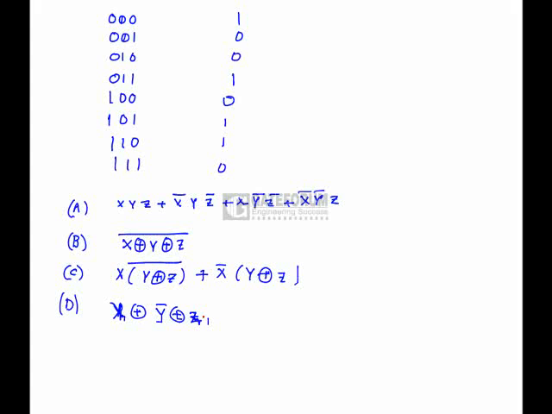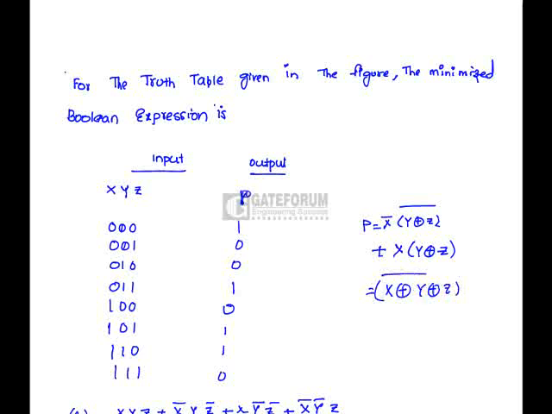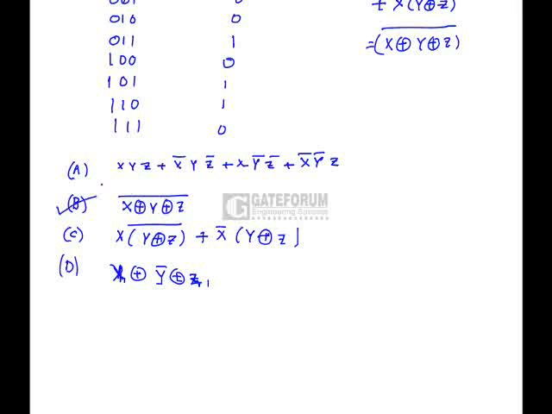Question is, for the truth table given in the figure, the minimized Boolean expression is, here the expression for P is nothing but x bar (y exclusive-OR z) whole bar plus x (y exclusive-OR z), meaning x exclusive-OR y exclusive-OR z whole bar. Hence option B is correct.